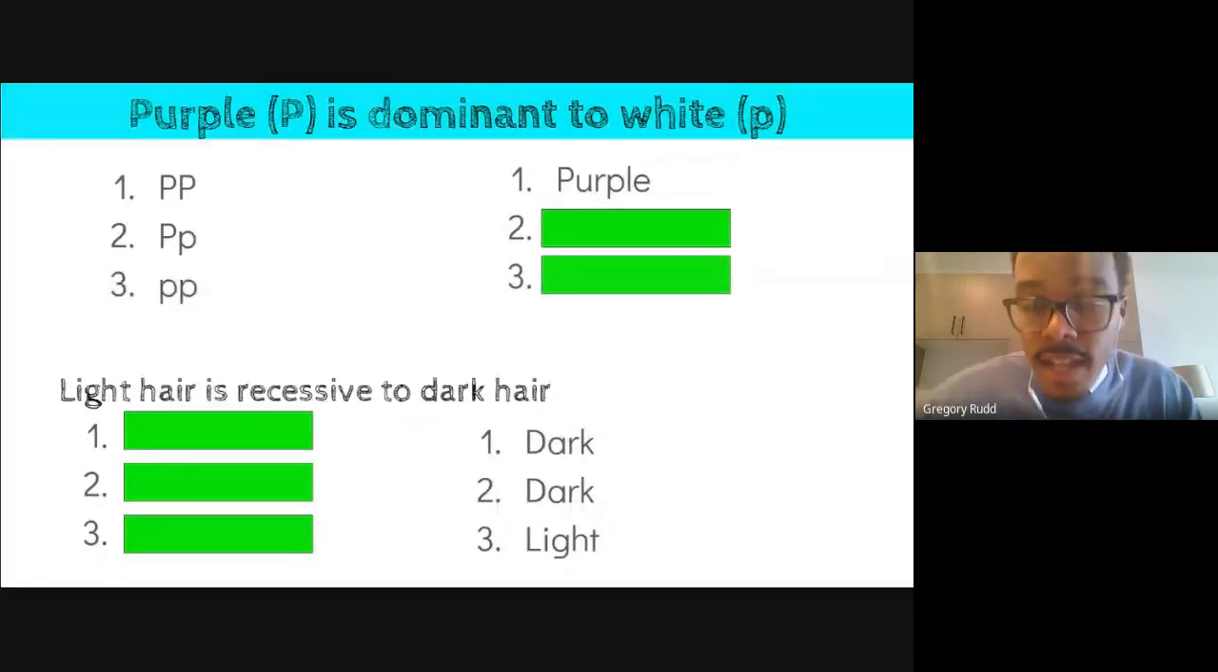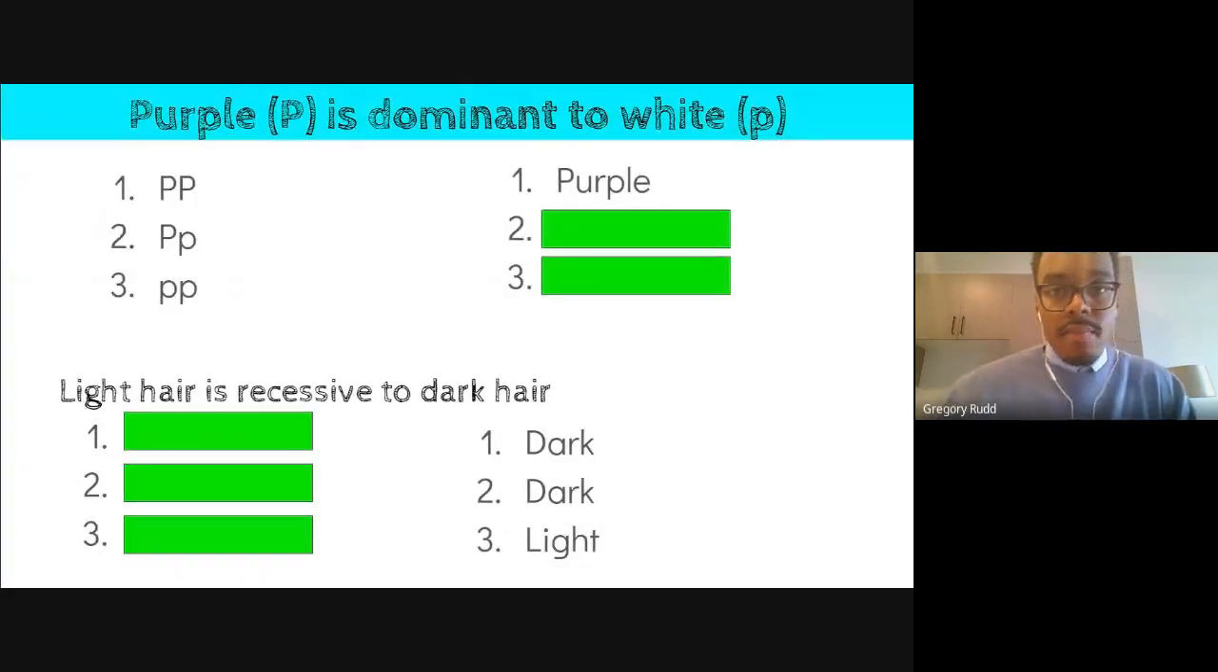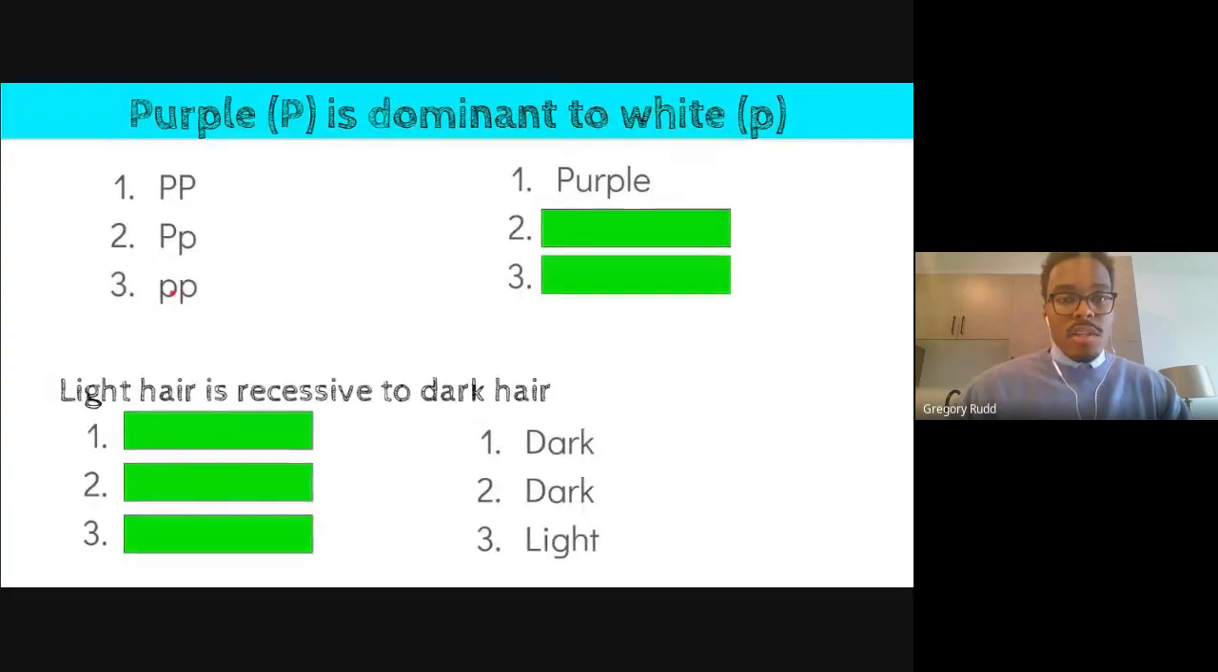If I've got two lowercase p's, so I skip down to the third one here, would that be HD, HE, or HR? It's not HE. Heterozygous means that they're different, but in this case, they're the same. They're both lowercase. So is it HD or is it HR? HR, good.